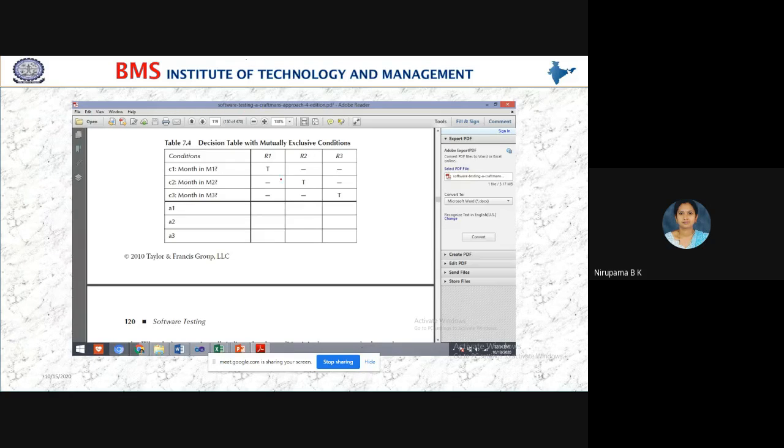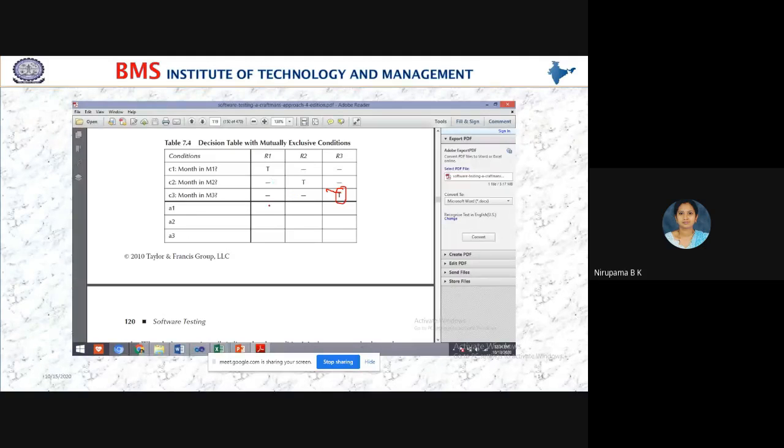So in that month only that rule will be true. Is it right? In the third month, rule 3 will be true. The remaining rule values, we don't know, because at a time we are taking only a single month.